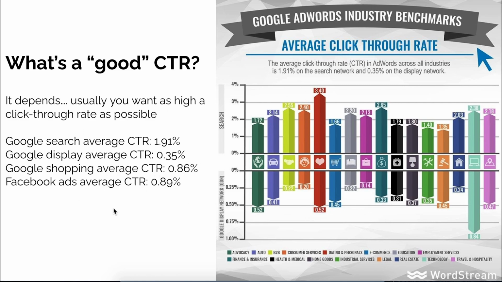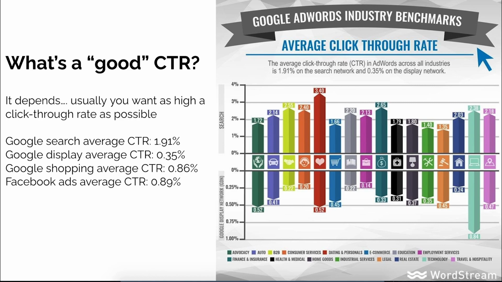So we can see here a few different benchmarks that you can take into account. For Google search, the average click-through rate is about 1.91%. On display, it's about 0.35%. For shopping, it's about 0.86%. And on Facebook, it's about 0.89%. And obviously this depends on the industry that you're in, on the product that you're selling, and a whole lot of other factors such as the ad itself that you're running, the creative that you're using, if you're using Facebook or display or maybe even shopping. But just something to keep in mind that it's completely subjective and it's not a one-size-fits-all approach.